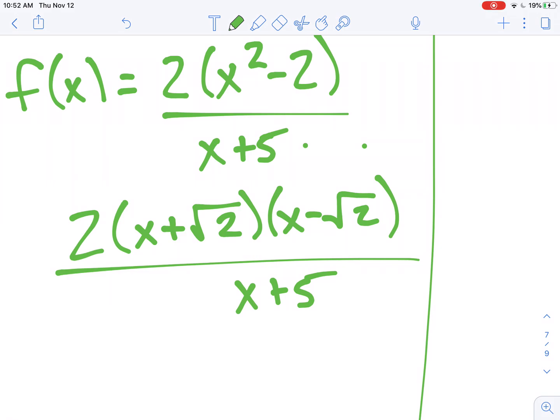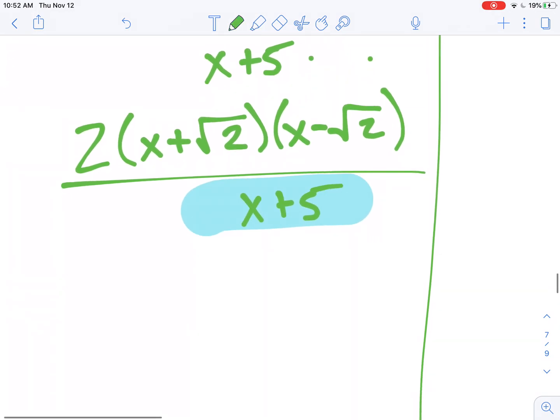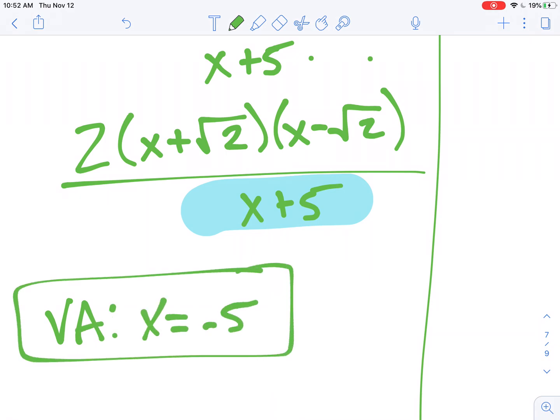2, x plus the square root of 2, x minus the square root of 2, and x plus 5 are all distinctly different. So because I can't cross anything out, because I just have x plus 5 remaining on the bottom, this means I've got a vertical asymptote at x is equal to -5. That domain restriction ends up being my vertical asymptote.